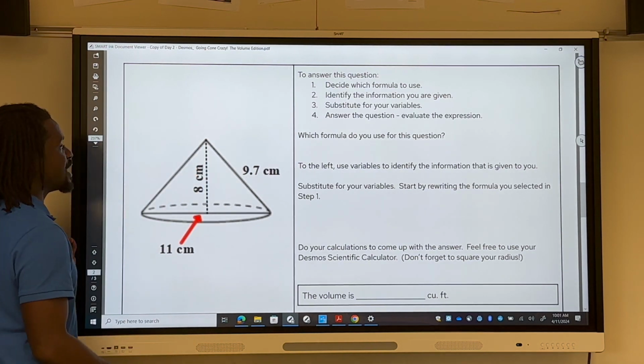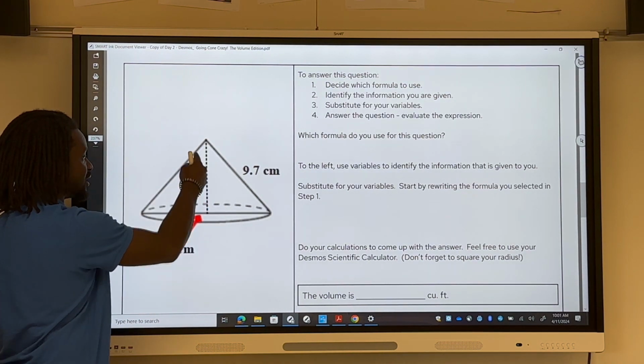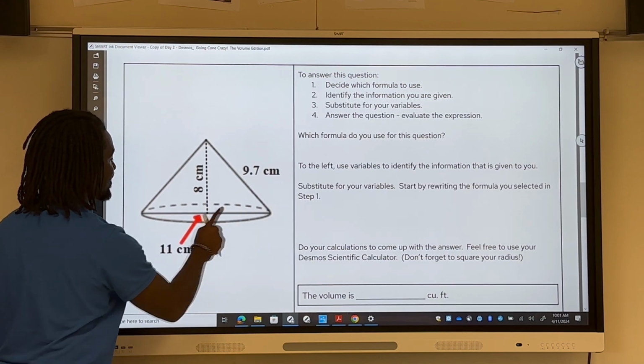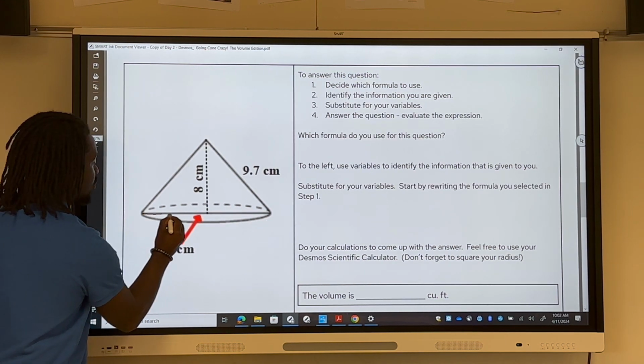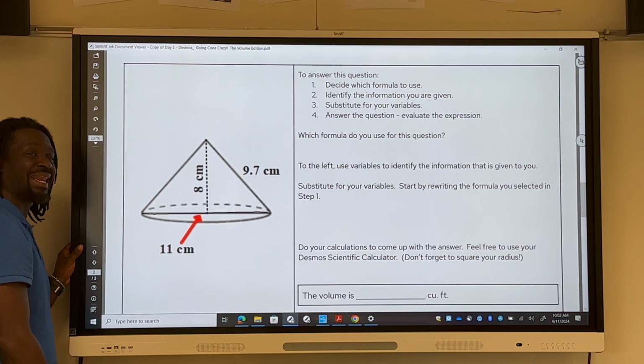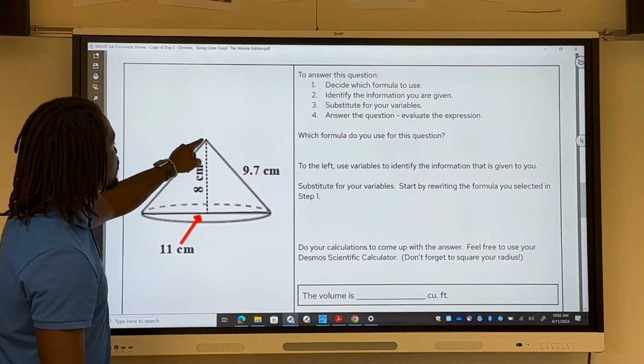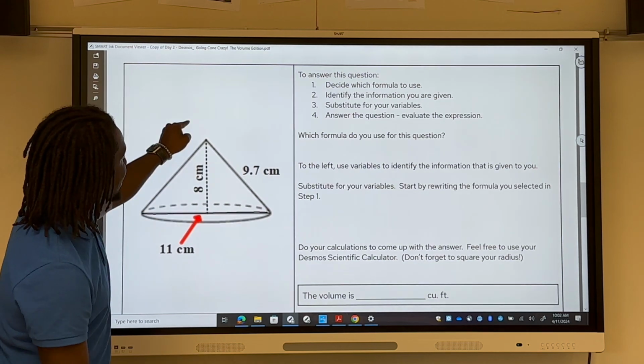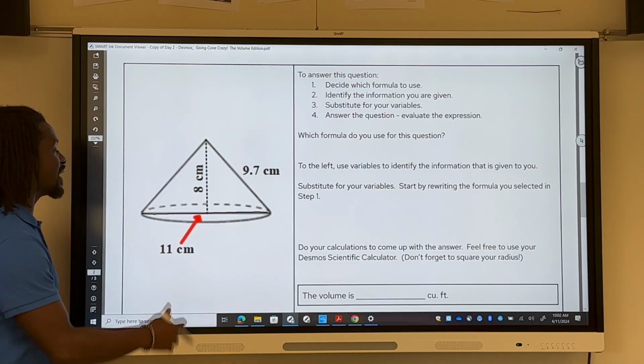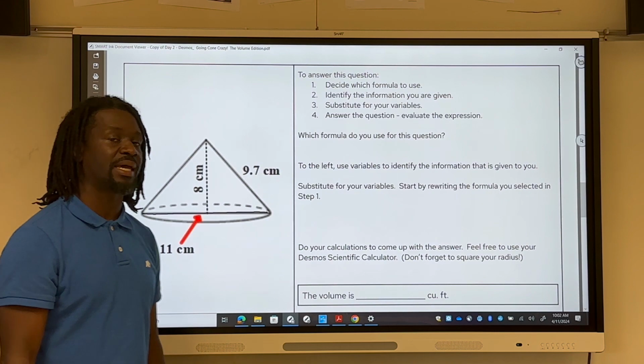Okay. So here in this one, we have this, which goes from one side of the circle to the other. So that is actually the diameter and not the radius. And we're going to talk about that. But we also have this slanted height right there, that slanted length. And we're going to talk about that as well.